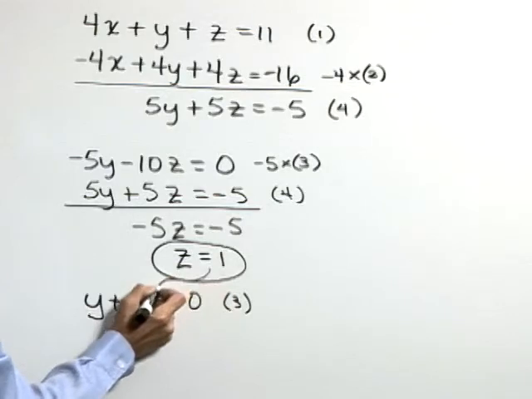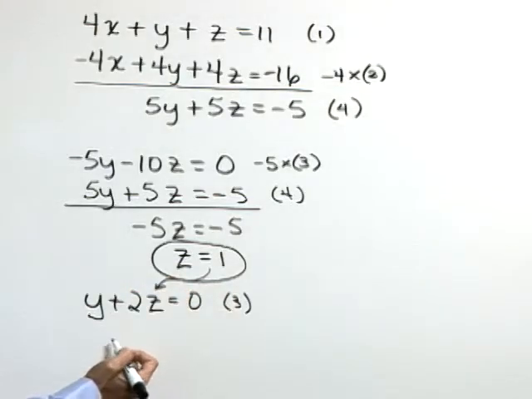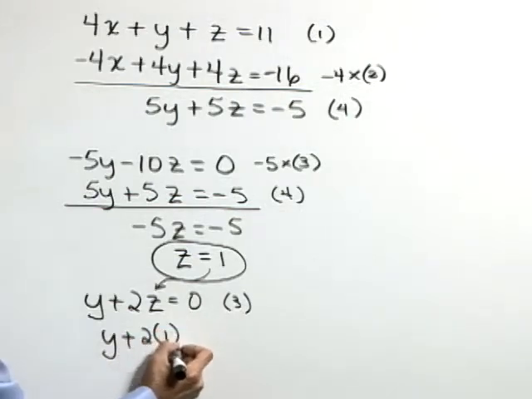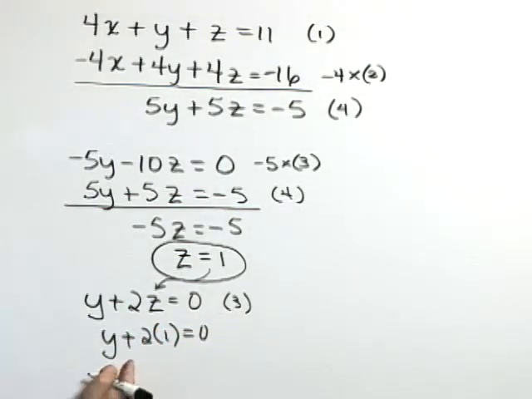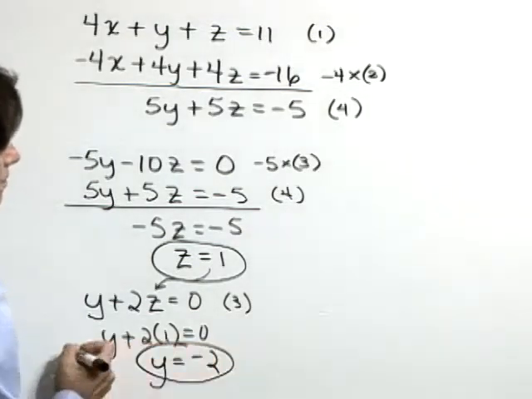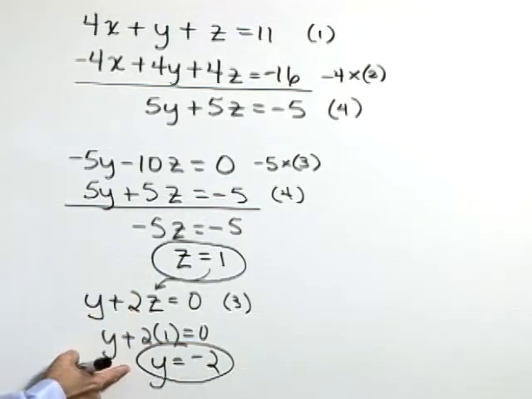Let's substitute z equal 1 and solve for y. So y plus 2 times 1 is equal to 0. That's y plus 2 is 0, or y is equal to negative 2. Now we've solved for 2 of our variables. We need to solve for that last one, x.